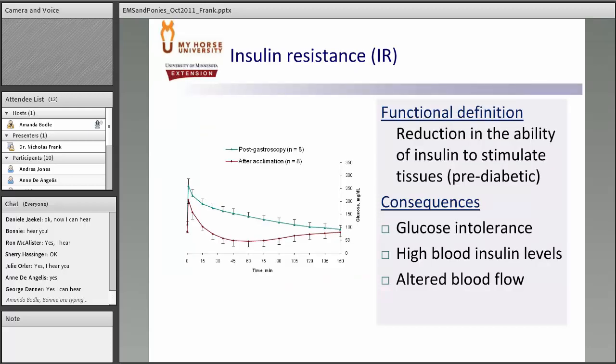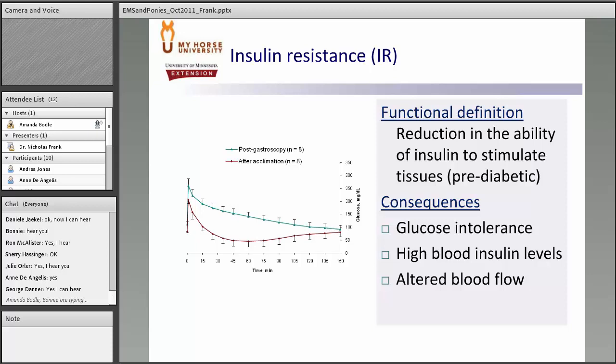So insulin resistance then, just to go back to this, is again the hormonal problem that these horses and ponies suffer from, and it really is defined essentially as the decrease in the ability of the hormone insulin to stimulate the uptake of glucose by tissues. That's the major abnormality that we see in insulin-resistant animals, but this state of insulin resistance also has consequences in other tissues as well.